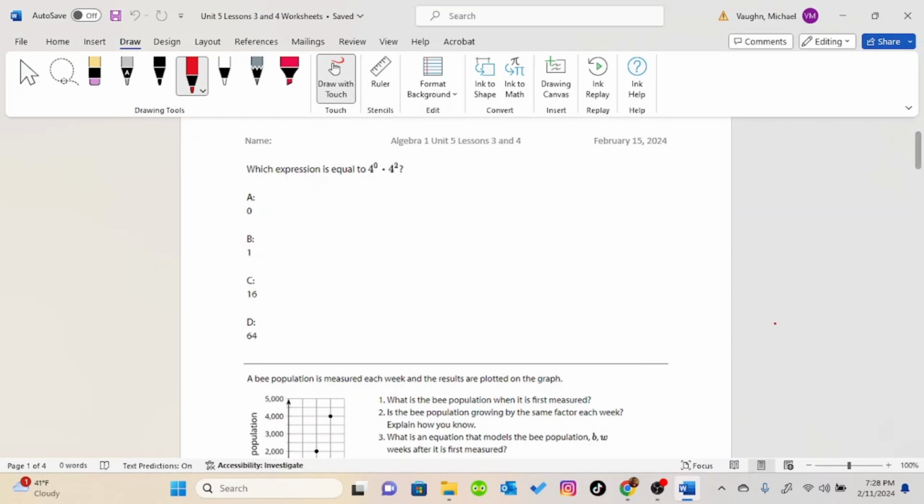This is Unit 5, Lessons 3 and 4 practice problems.